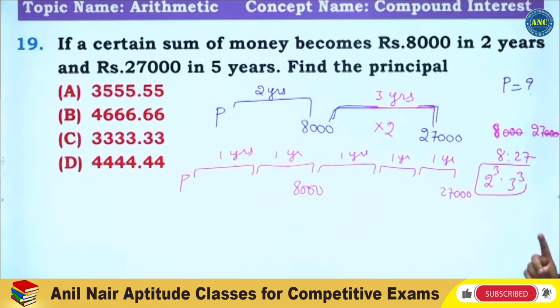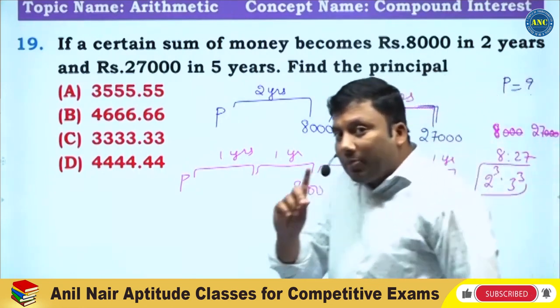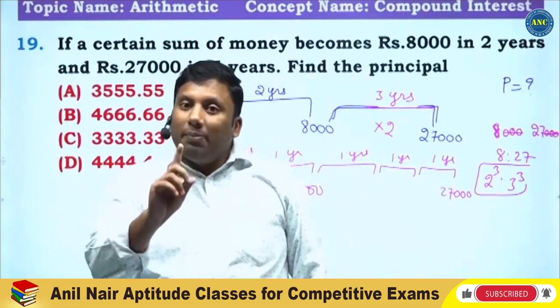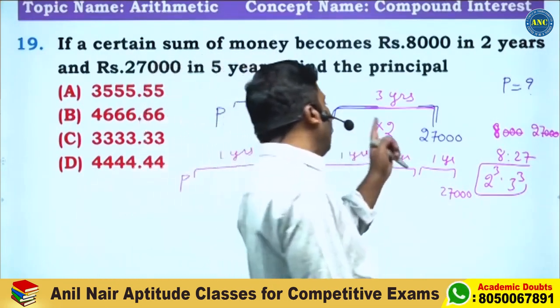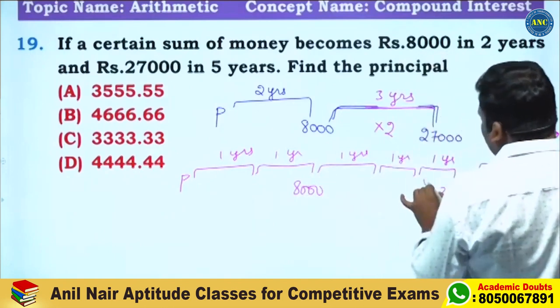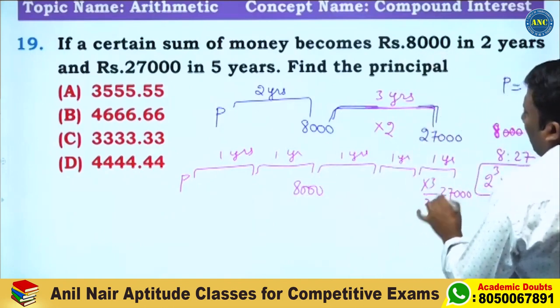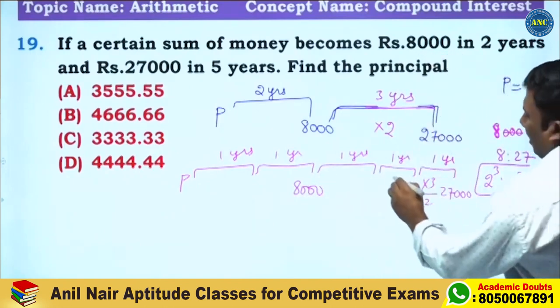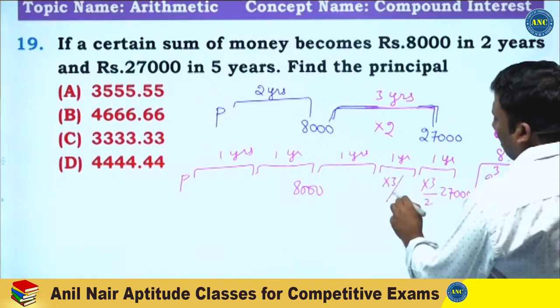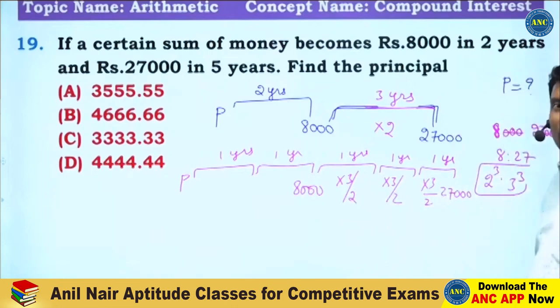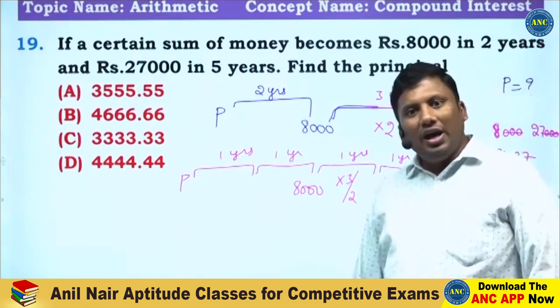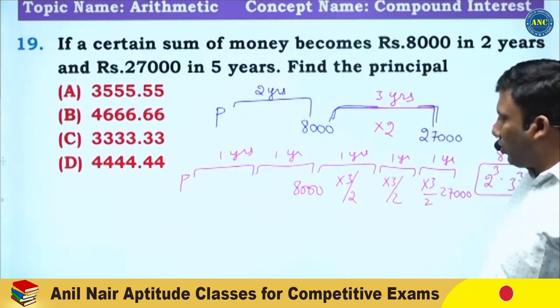2 cube is to 3 cube. What is the multiplication factor? 3 by 2. How many times is it multiplied? 3 times. So the 3 years I divided into 3 equal parts, into 3 by 2, into 3 by 2, into 3 by 2. Are you all with me? I hope you understood. I will take one more question.